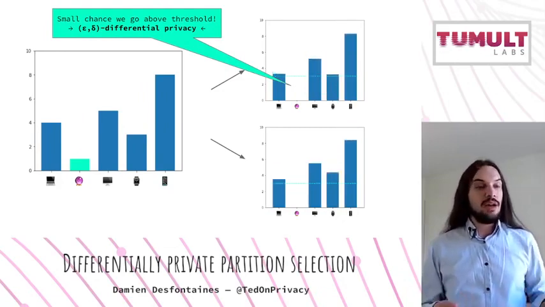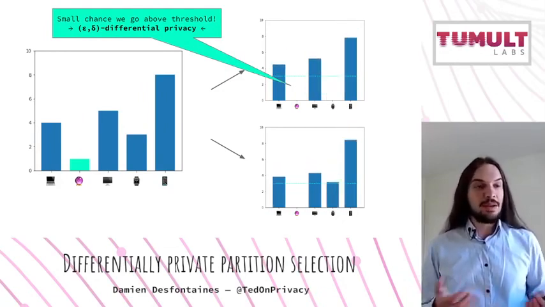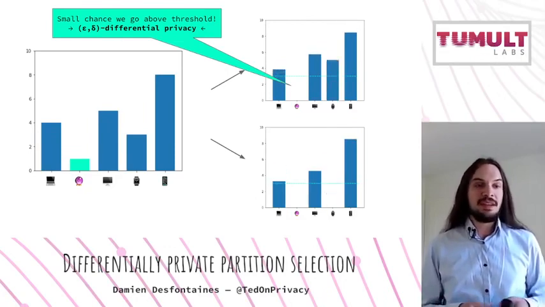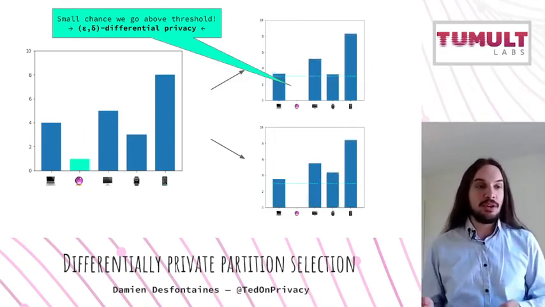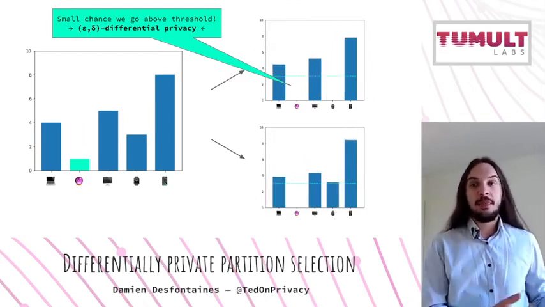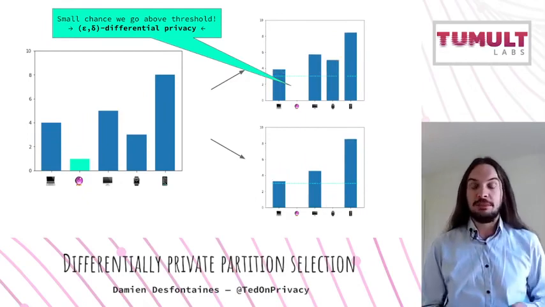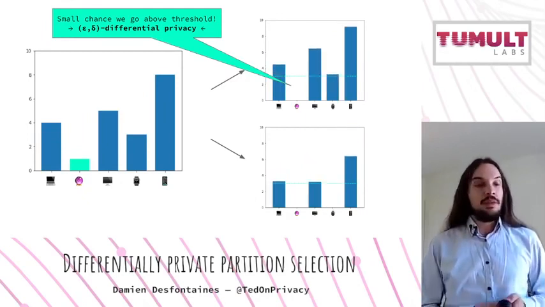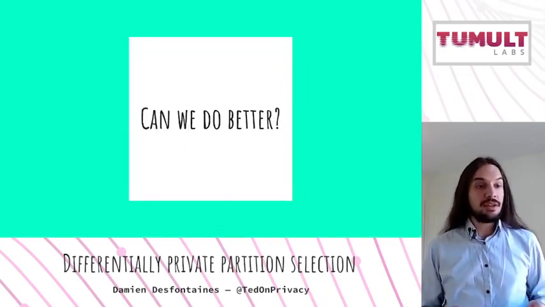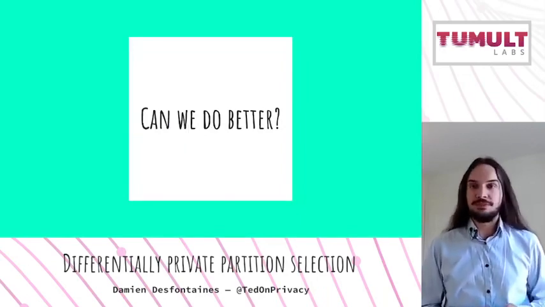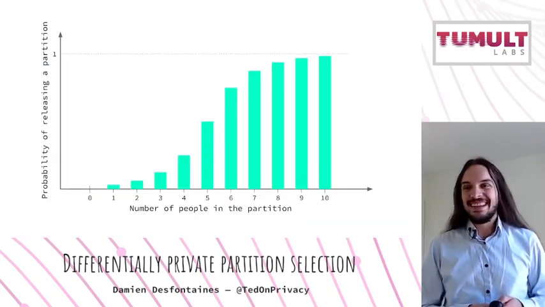So this is how you adapt the typical Laplace mechanism for histograms to a situation where you don't know the set of partitions in advance. And you go from epsilon DP, pure differential privacy, to epsilon delta DP, approximate DP. Okay, the question that we're asking in this work is, can we do better? And it turns out, as we'll see, that we are going to do better. Otherwise, I wouldn't be here.